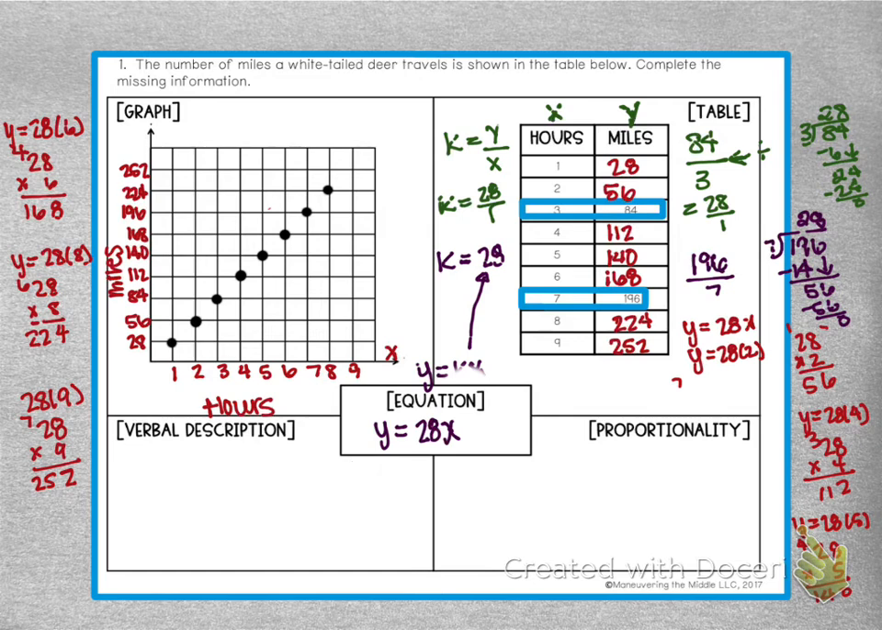Okay, so here we have our table filled out. And if we were to draw a line, we would see that it goes through the origin. Also, if I just plugged 0 into our equation, y equals 28 times 0, that's 0. So proportionality, we can tell in different ways. From the graph, we can tell it is proportional because it is linear and passes through the origin.